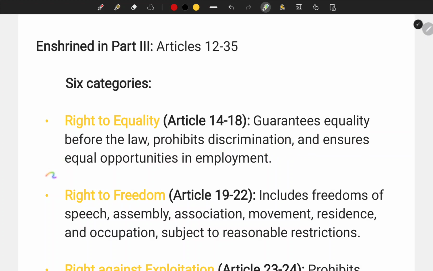And ensures equal opportunity in employment. So if there is a certain vacancy for some job, it needs to be ensured that everyone gets equal opportunity to get that job. All right, this is why we also have reservation, so that the people from the scheduled caste, scheduled tribe, other backward classes, the EWS class, they also get an equal opportunity to get the job, to get the employment.